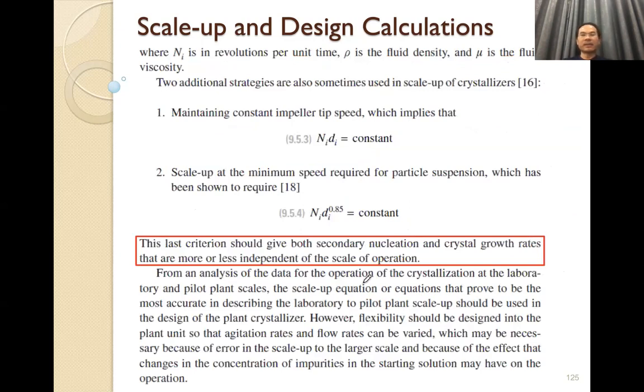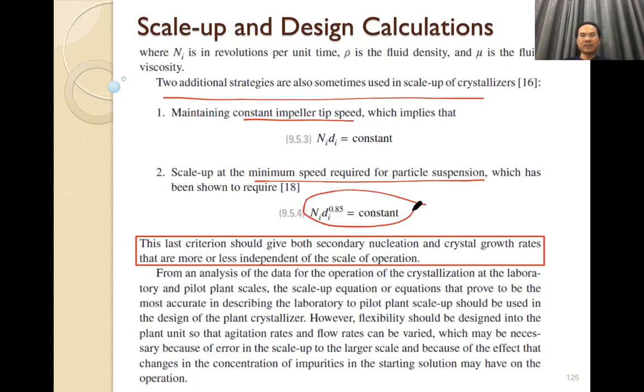And another technique for the scale up, you can use the constant impeller speed, like Ni Di is constant. This means Ni Di from the small scale should be equal to the large scale or industrial scale. And also you can use the minimum speed required for particle suspension by this relation. For this, if you use this relationship, Ni Di power 0.85 is constant, that means it is equal for the small scale and large scale.